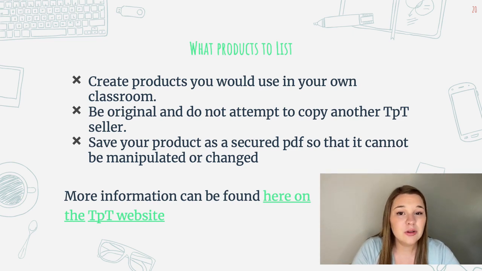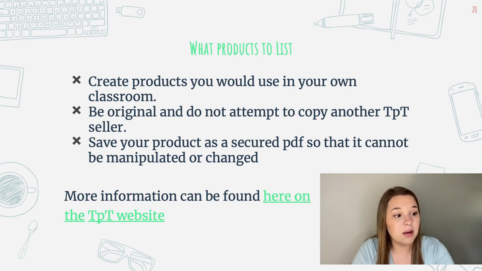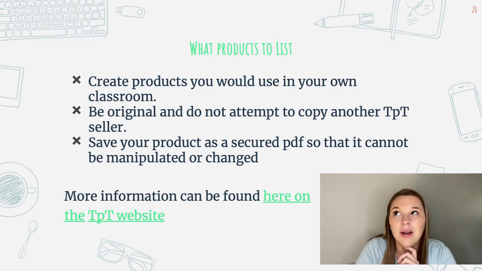Second, be original. Don't try to copy other teachers or other sellers. So this one's really big. Let me think of an example. Vocational job skill vocabulary. Let's try that. If you search that, you may find 5 products that are all the same or all similar, because teachers copy other teachers, and that's not okay.